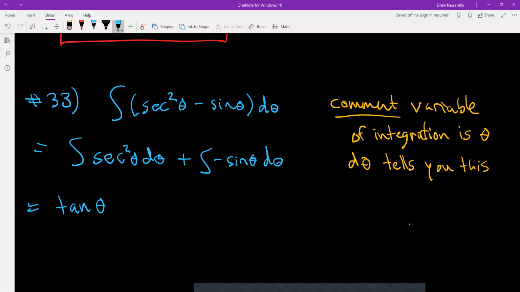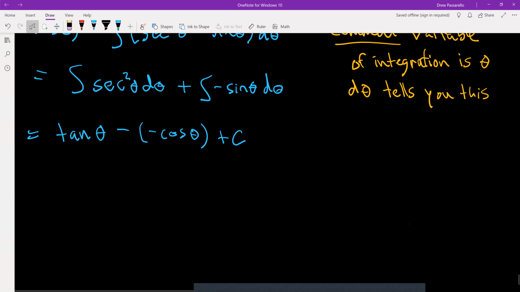So for the other one, I could factor out the minus sign and focus on integrating sine. Well, we know the derivative of sine is positive cosine, but it's going to be negative cosine when you integrate. So it'd be tangent theta, then minus negative cosine theta. And again, we have two minus signs because there's a minus sign as part of the integral, and then the antiderivative of sine is negative cosine, so that's why there's the two negative signs. So we just change that to positive, so it's tangent theta plus cosine theta plus c.